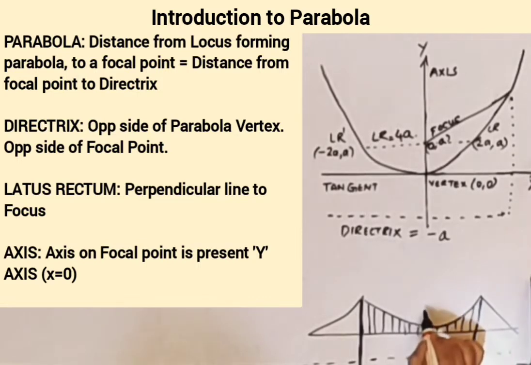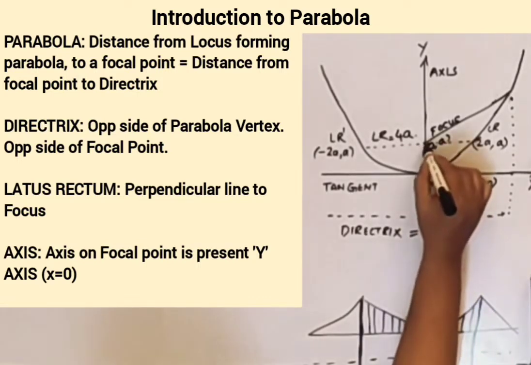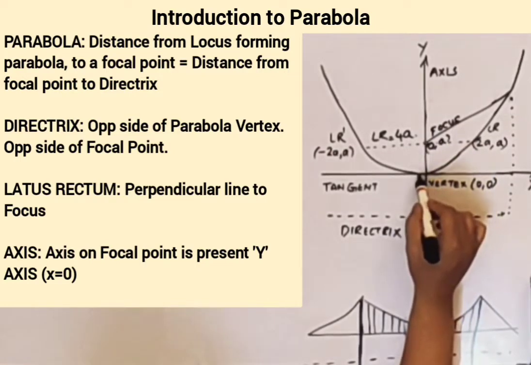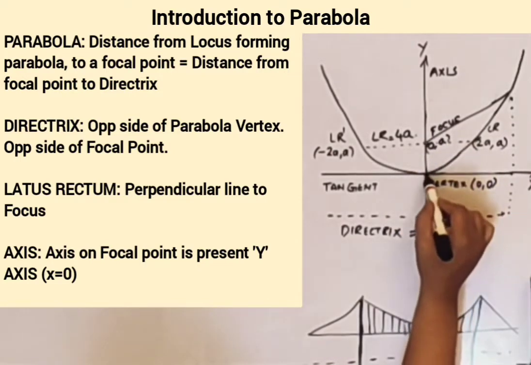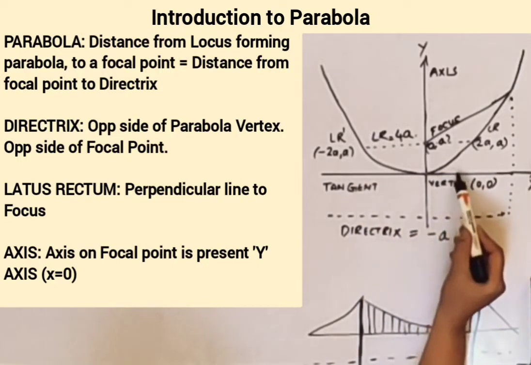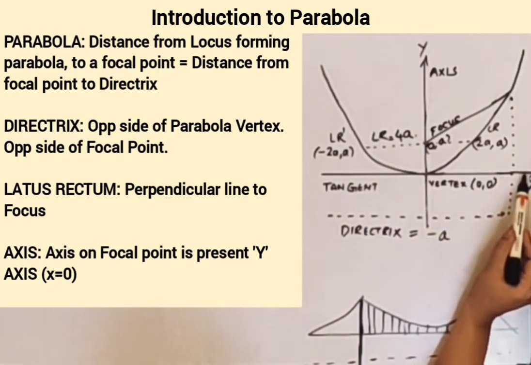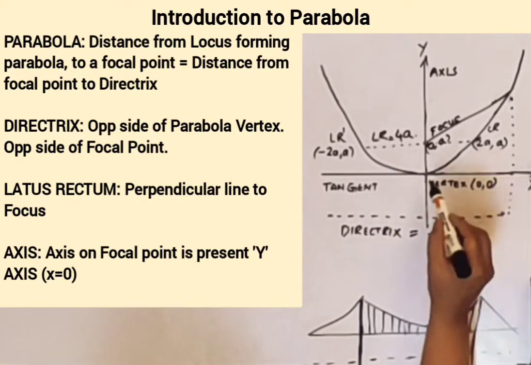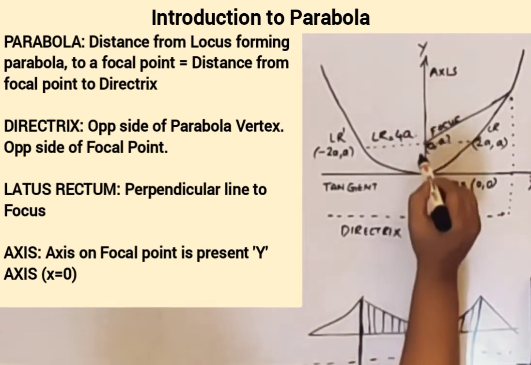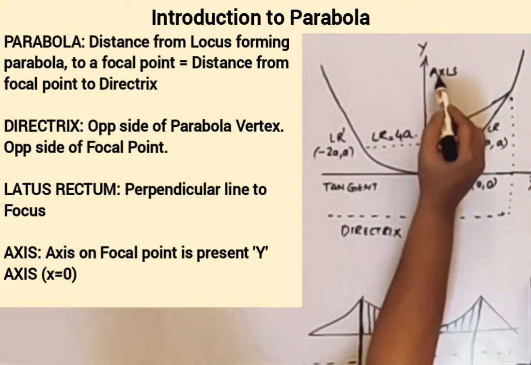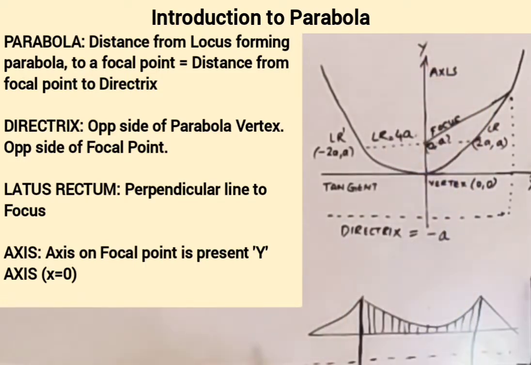So the first point is, say, the focal point. We have the focal point here, and then there is the vertex. Vertex is nothing but where the two curves of the parabola meet. Then there is a perpendicular line that moves across the vertex, which is called the tangent. In this particular parabola, this tangent is nothing but the x-axis. And the perpendicular line on which there is the focus point is called the axis. In this parabola, this axis is nothing but the y-axis.